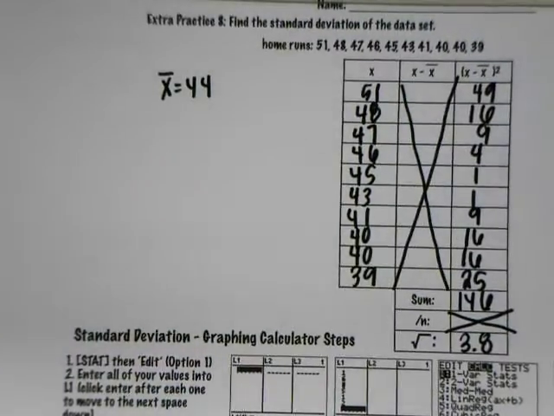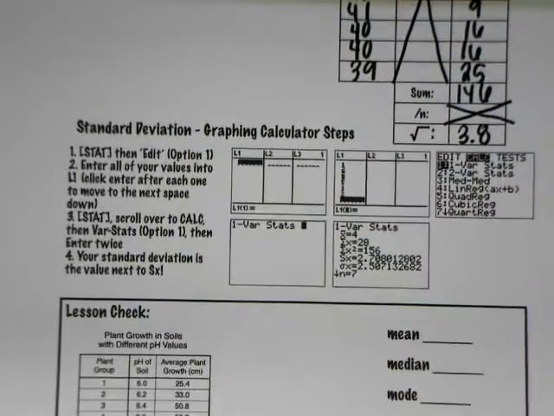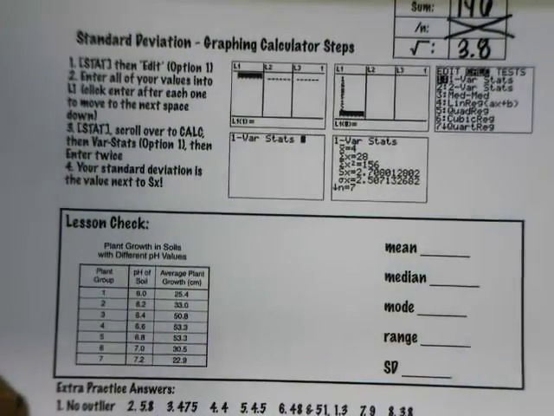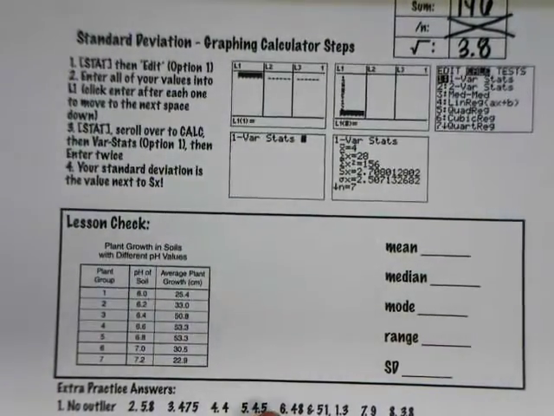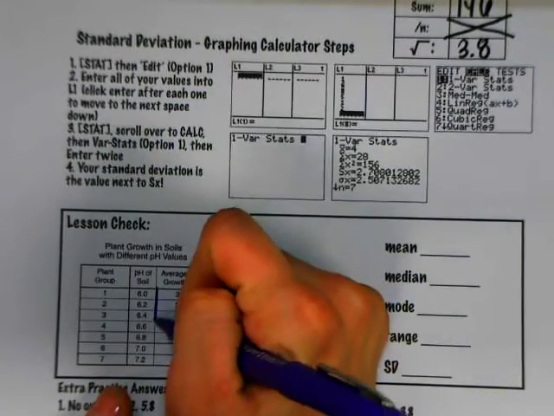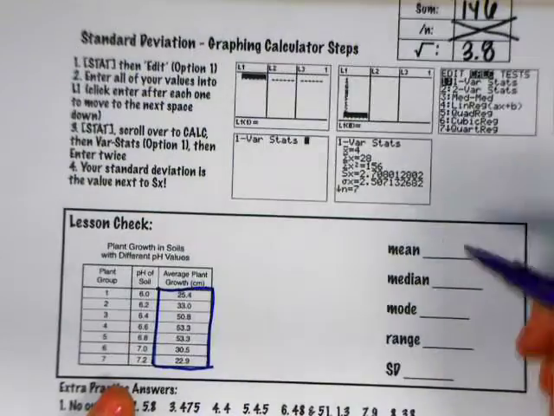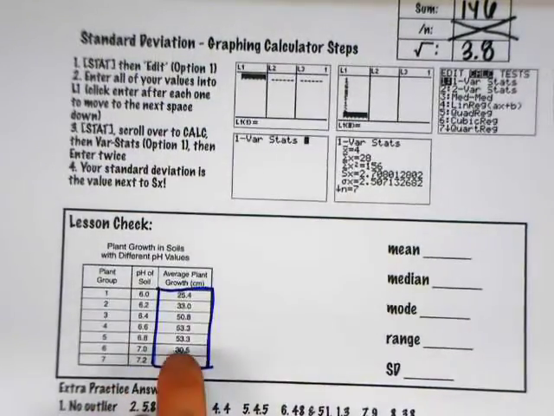And then here, if you have a graphing calculator, here are the steps that you could do for standard deviation, if you're interested. You still need to show your work, though. Okay, so go ahead and do this lesson check. It's asking you to do all of those for average plant growth. So for this column, you're doing the mean, median, mode, range, and standard deviation of this column of numbers.